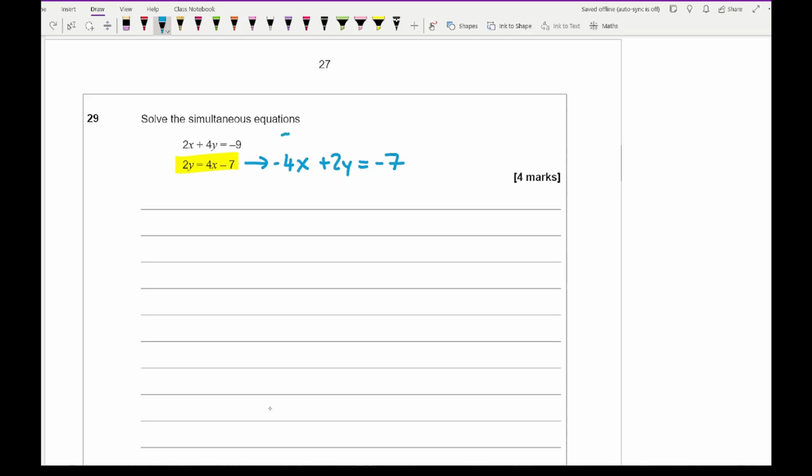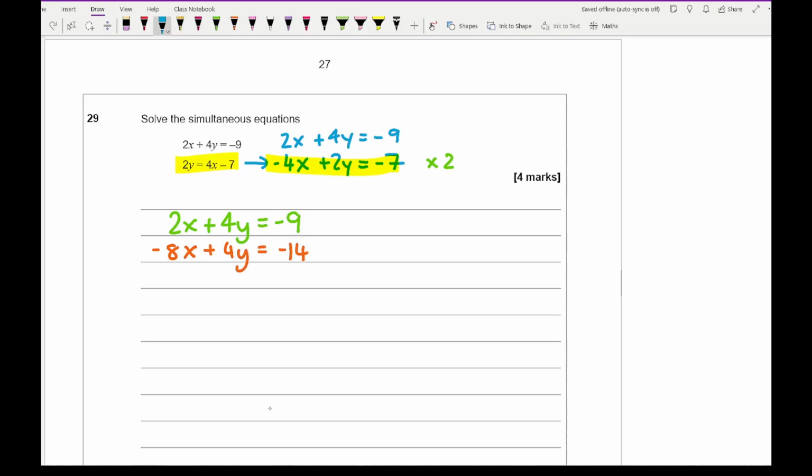Then if I write the first equation, that's 2x plus 4y equals minus 9. You can see there that I haven't got the same number of x's and I haven't got the same number of y's. So then it's just a case of making a decision which letter you want to make the same. Now I'm personally going to go for making y's the same, so let's start by multiplying the second equation by 2. So I end up with 2x plus 4y equals minus 9, and if I multiply this second equation by 2, I end up with minus 8x plus 4y equals minus 14.